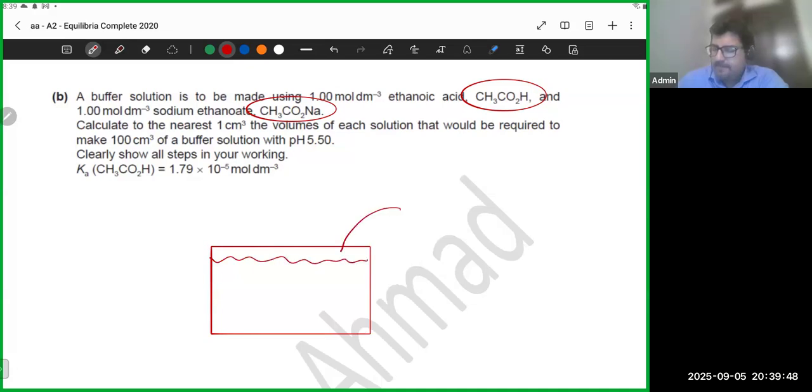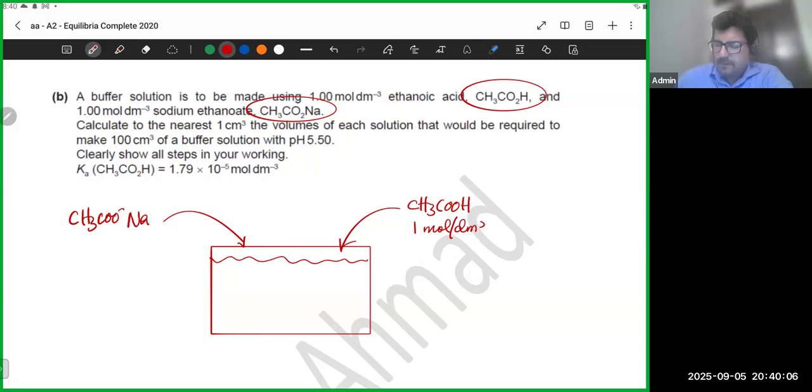And they're adding ethanoic acid. How much? 1 mole per dm cube. And they're adding the other one, which is the salt. Remember, Na+ is just a spectator ion, basically sodium ethanoate. And that is also given as 1 mole per dm cube, right? So he's mixing the two together. So calculate to the nearest volume. They've given the pH of the buffer as well. So the pH of the buffer is known. The pH is 5.50.